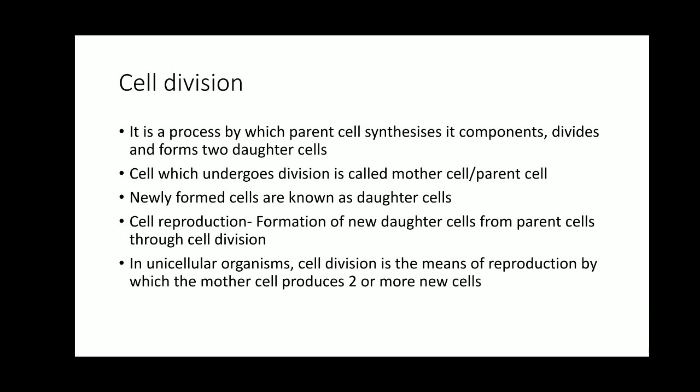Now cell division could be the means of reproduction in some types of organisms, such as unicellular organisms, which are single cell organisms. Reproduction is producing offspring or progeny cells. In unicellular organisms, the mother cell produces two or more new cells, so it is a means of reproduction. In multicellular organisms, the new individual develops from a single cell.